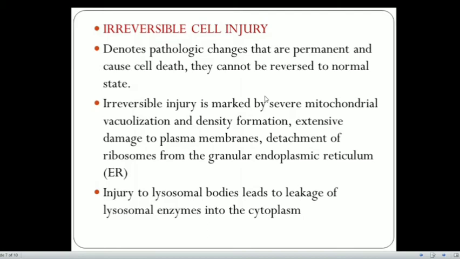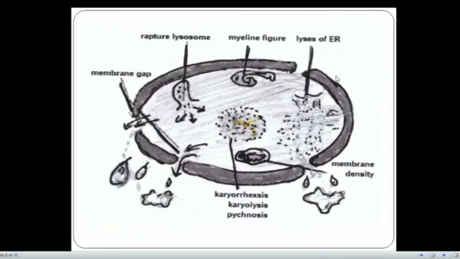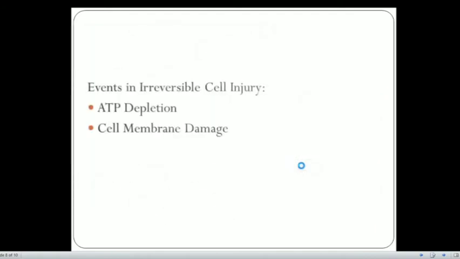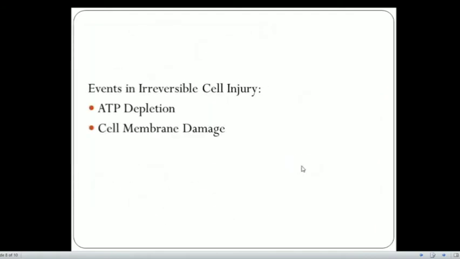And there is no universal agreement on the biochemical change at the point of no return. So here's the big picture. Let's discuss the events that take place in irreversible cell injury. First, we have ATP depletion. As a result of mitochondrial dysfunction, that is because of lack of oxidative phosphorylation, ATP is depleted and production of energy is reduced.